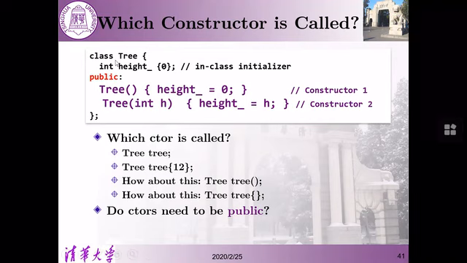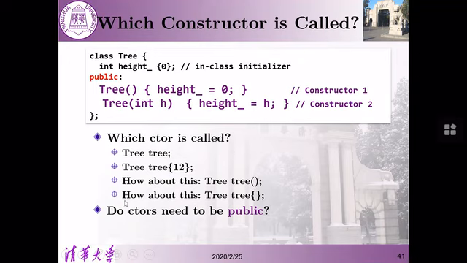You can see here we have class Tree with one member variable and an in-class initializer. And we have constructors like this. The question is which constructor is called? The first one is the default constructor. The second one is the one-parameter constructor. And the third one is interesting, right? Because we have some parentheses here.